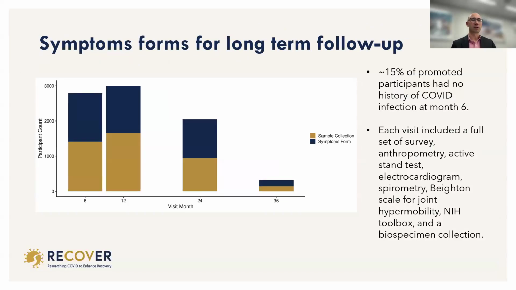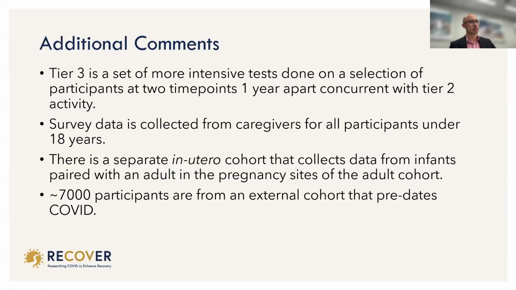This is the same data as in the first slide, just leaving out the baseline and showing the tier 2. About 15% of the people brought into tier 2 have no history of COVID infection at that 6-month visit. That, of course, may change as they move through. And I wrote a little bit here about what's collected at these visits, but I think Rachel went over that much more thoroughly. So we can go to the next slide. And this is the last.